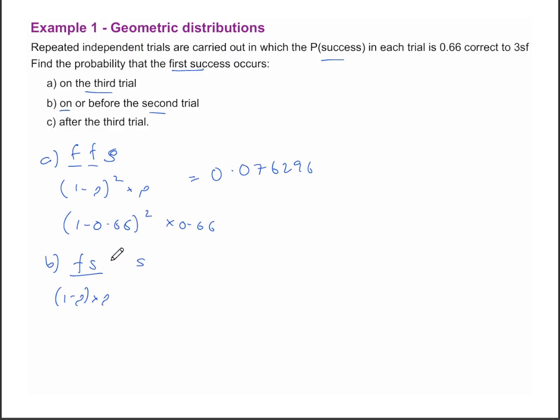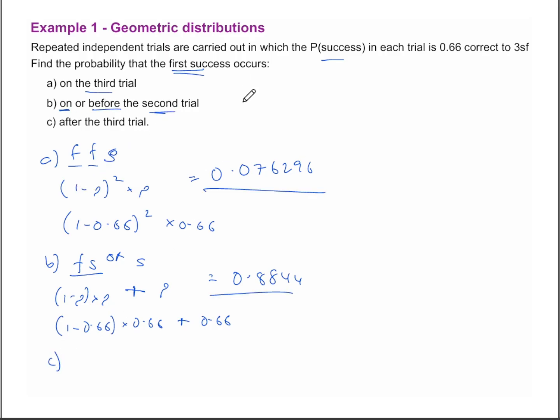And remember, we can either have this or that. And "or" in probabilities stands for adding. The second option is probability of success alone, which means just p. This will give us (1 minus 0.66) times 0.66 plus 0.66. This will give us 0.8844. That's going to be the probability that the first success occurs on or before the second trial.